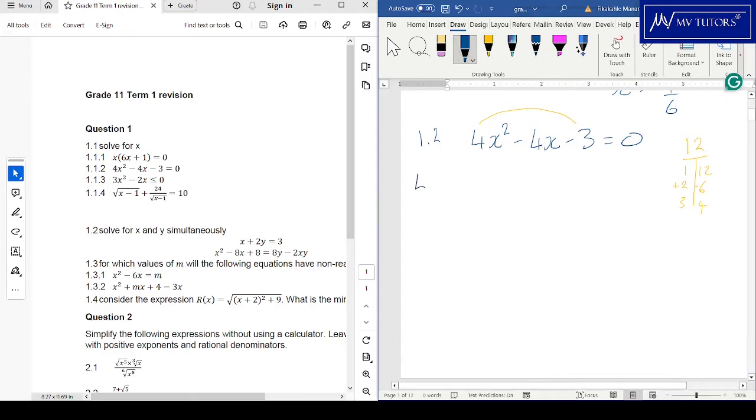I'm going to say 4x², and then rewrite this -4x as +2x - 6x, and then I write this -3 over there. Okay, it equals 0. So now I'm factorizing. I'm going to start by factorizing these first two over here, and then I'm going to factorize finally these ones over here.